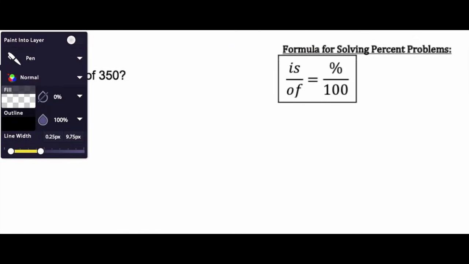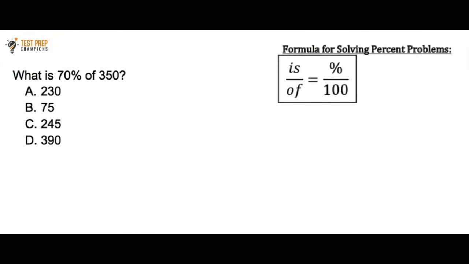I think this method is pretty easy. At the end of the day, you have to do what works best for you. It says 70% here in the question. So that tells me that I'm going to go into this formula and replace the percent sign with the number 70. It says of 350, so I'm going to take 350 and plug it into the formula here in place of "of." So what's going to go into the formula for "is"? Well, that's actually what I'm trying to find, because it's asking me what is. So I don't know what goes in "is," so I'm just going to put an x in here.